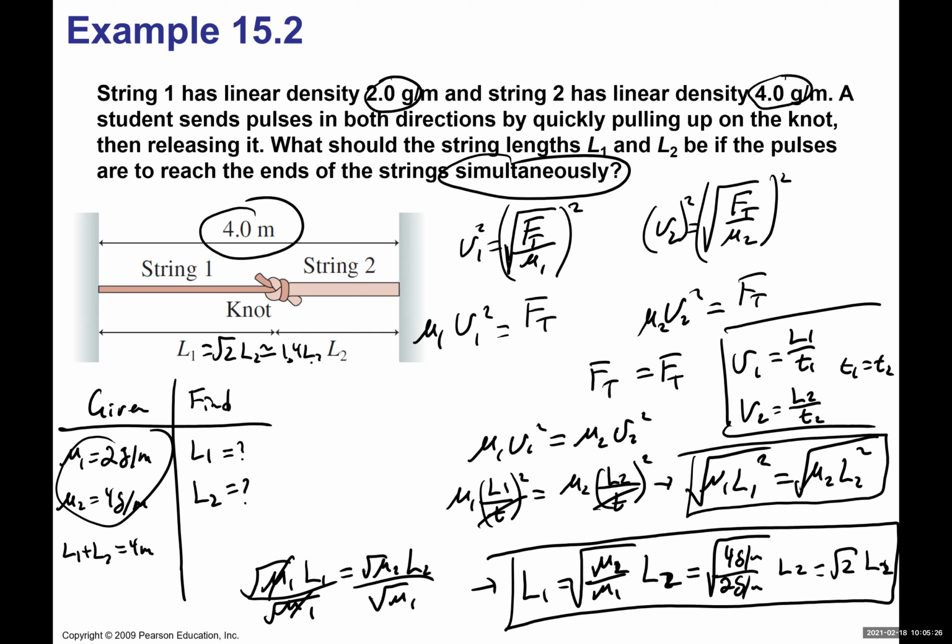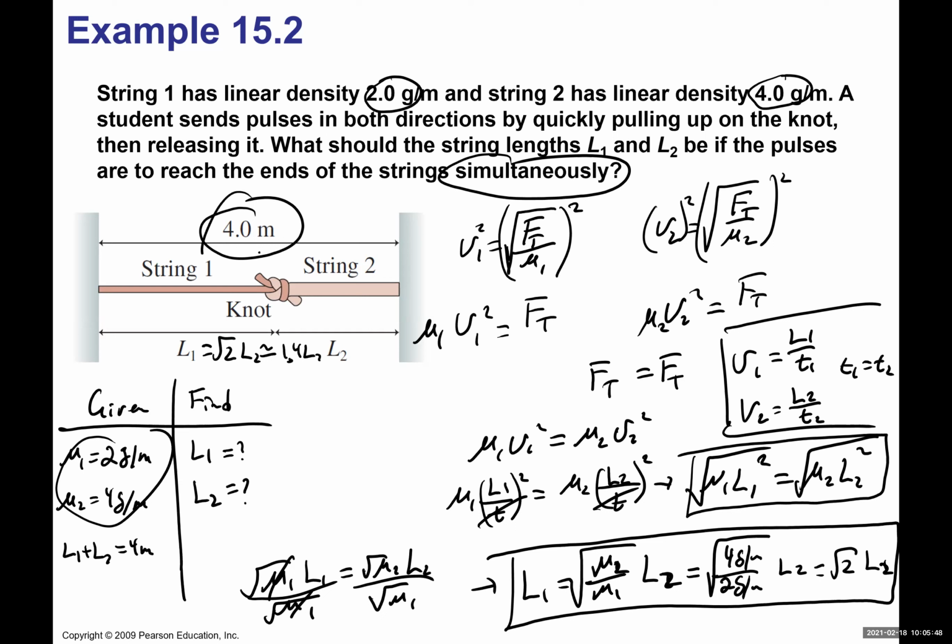If they had the same distance, if this knot was exactly at the center, then they would not reach the other ends simultaneously. All right, so that's what we had over here. Well, we can even go further and technically calculate all these values, giving us specific values.